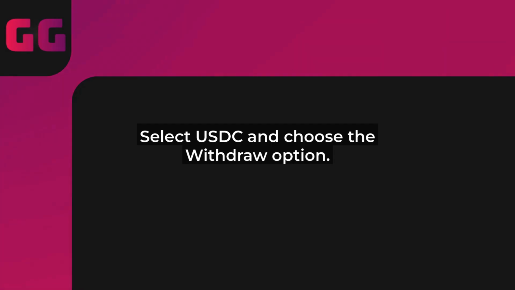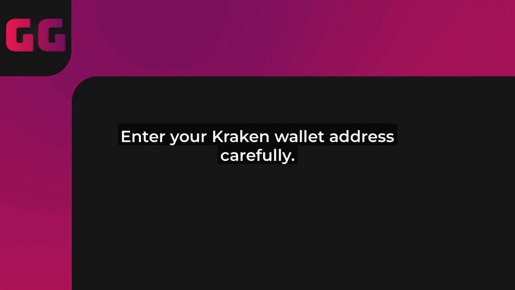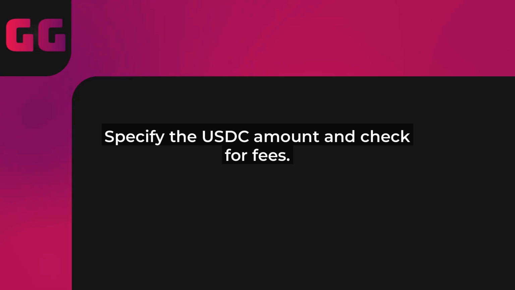Next, locate the Withdraw option, usually found by clicking on your USDC asset. You'll need to select USDC as the cryptocurrency you want to withdraw. Now, enter your Kraken wallet address. Pro tip: double-check this address to avoid any costly mistakes. Crypto transactions are irreversible. After that, specify the amount of USDC you want to transfer.